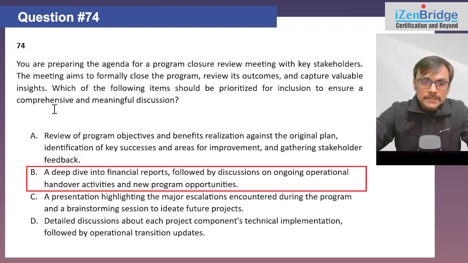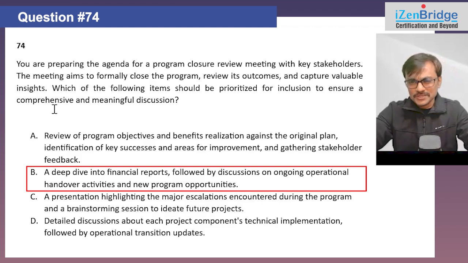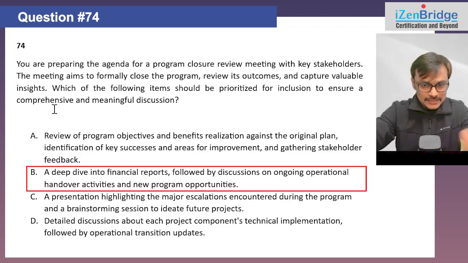Option B, a deep dive into financial reports. Why deep dive? We can have a review at a closure. We don't want to do an analysis here. So little suspicious. Followed by discussion on ongoing operational handover activities. Yeah, transitioning activities can be discussed here. We can have a brief discussion about the transitioning and the training and other things we are doing. And a new program opportunities. New program opportunity is not a discussion point for a closure. That's a separate topic. Option B I can avoid.